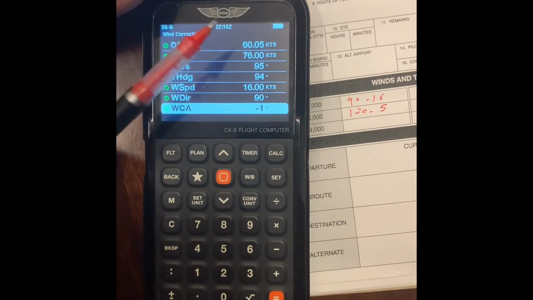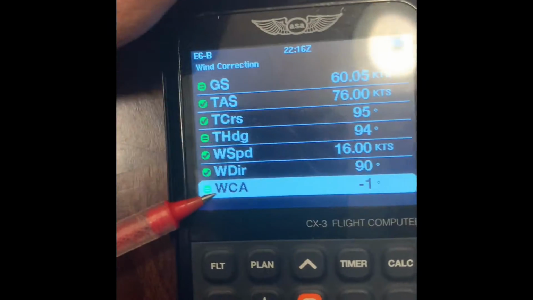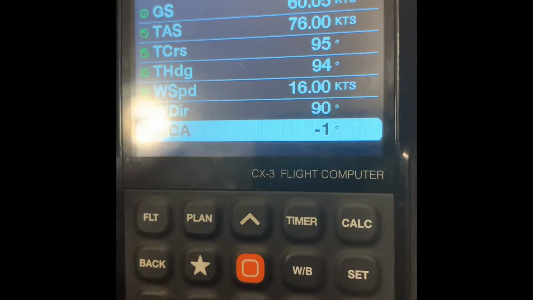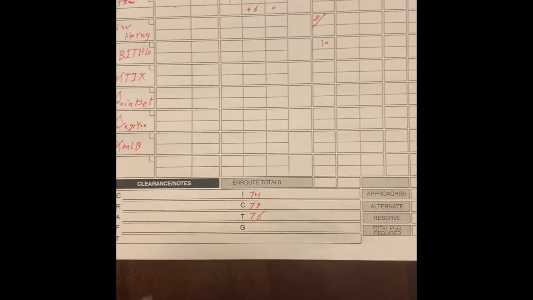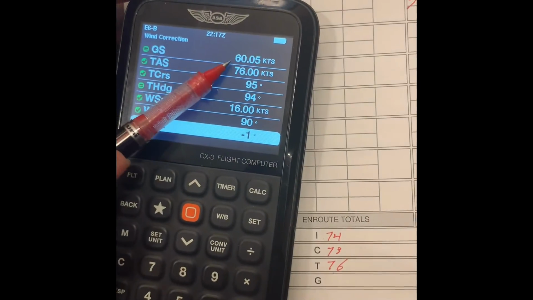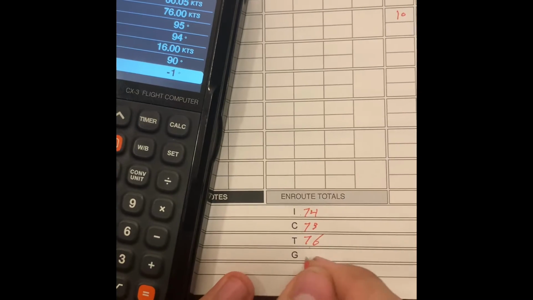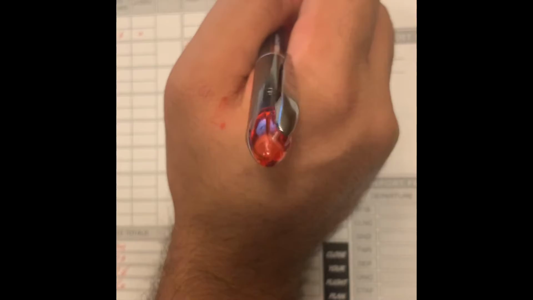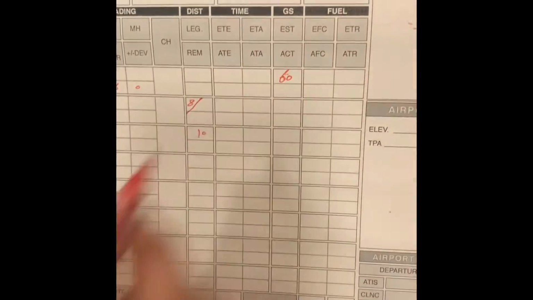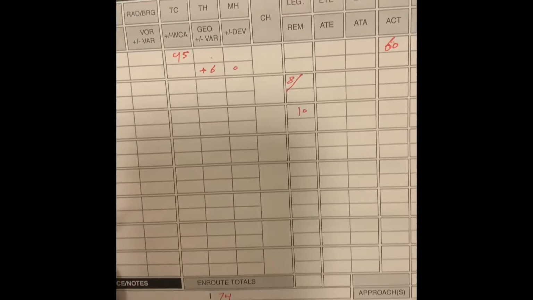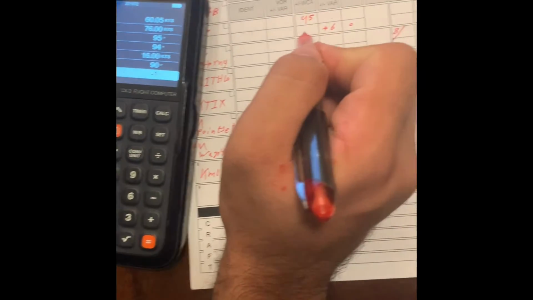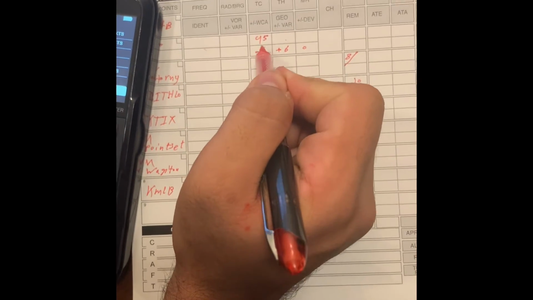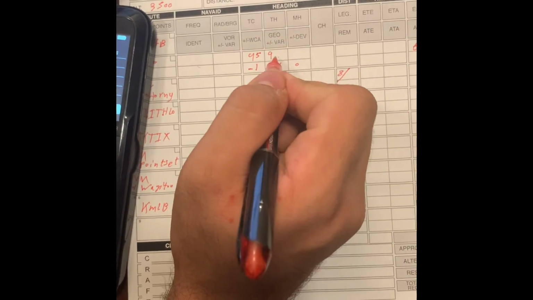And here we go. We got our ground speed, the wind correction, and our true heading. So let's go back to the first page here and write one by one. Our ground speed, which we're looking for, is about 60 knots. We're gonna put it here for the first point, which is the climb. It's 60 knots. Then our wind correction is -1. So we're gonna go -1 here. 95 minus 1 is 94.